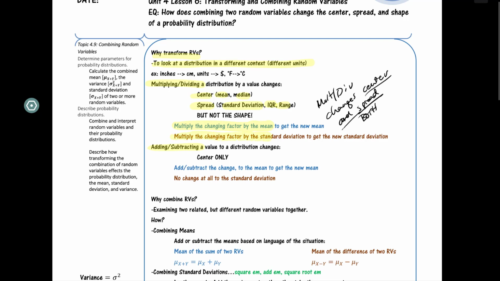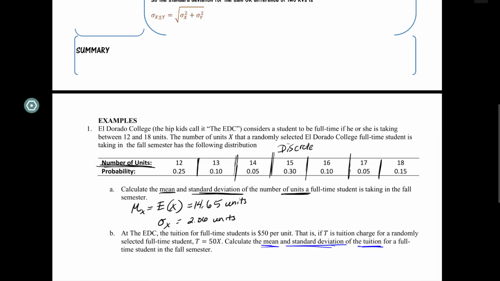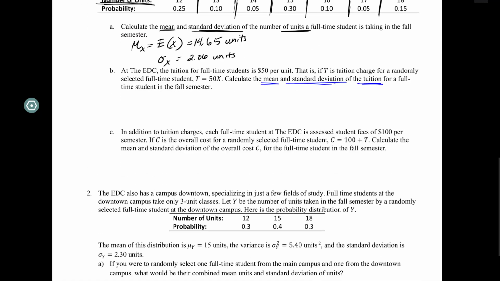We just multiply that changing factor by the standard deviation, and that gives us a new standard deviation. So let's go ahead and answer that question now. If we want to find this, we have to take a look and see what kind of operation it is that we are performing here. Well, 50x is 50 times x, which means that's multiplication. And we know that an operation that is multiplication, changing every single value, changing these number of units, is going to change both the center and spread.